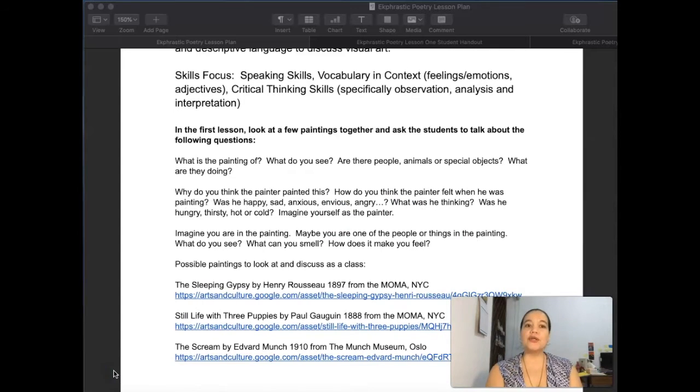So in the first lesson, you are going to look at some paintings together and ask the students some questions about the paintings. This is to get the students thinking about what kind of adjectives they can use to describe what they see in the painting. So actual observation of just exactly what is in there. And also think about the emotional effects of art. So when they look at a painting, how does that make them feel? What does that inspire in their hearts? Okay, and getting them to talk about these things is the major part of it.